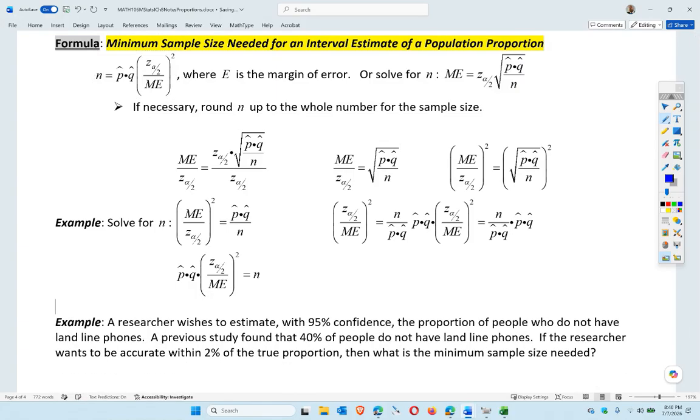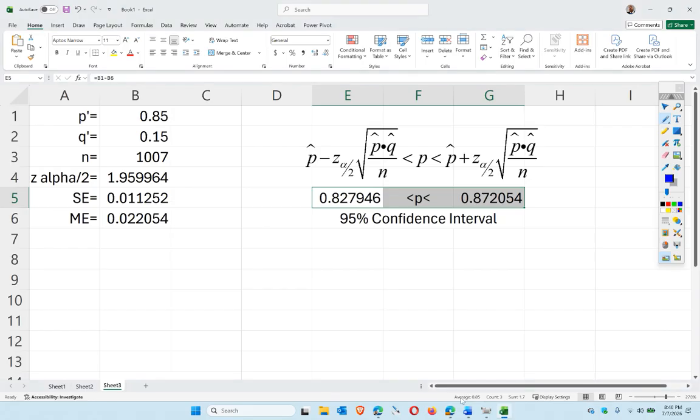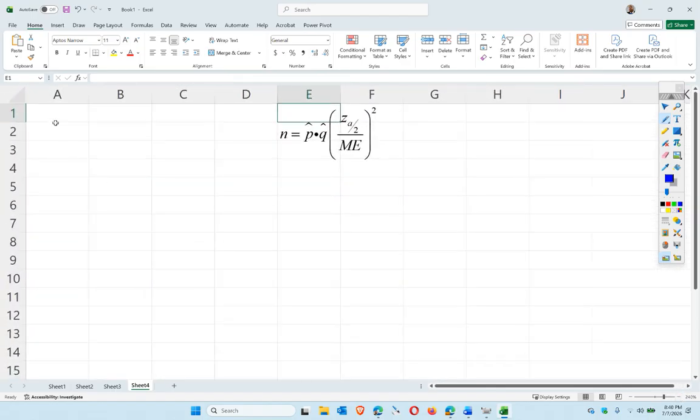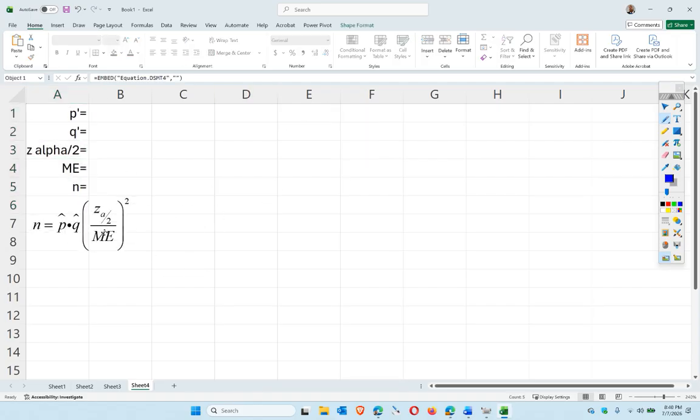Okay, so let's do a few examples of minimum sample size. We're going to take this to a spreadsheet and do another page. Paste that in there. Blow this up. All right, so we're going to do p hat equals, q hat equals, z alpha divided by 2 equals, margin of error equals, and then n equals. We'll shove those to the right. So this is our formula here that we want to use.